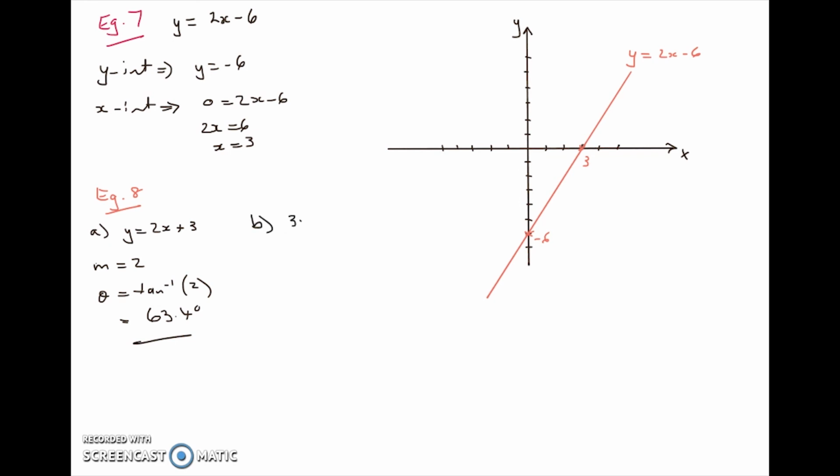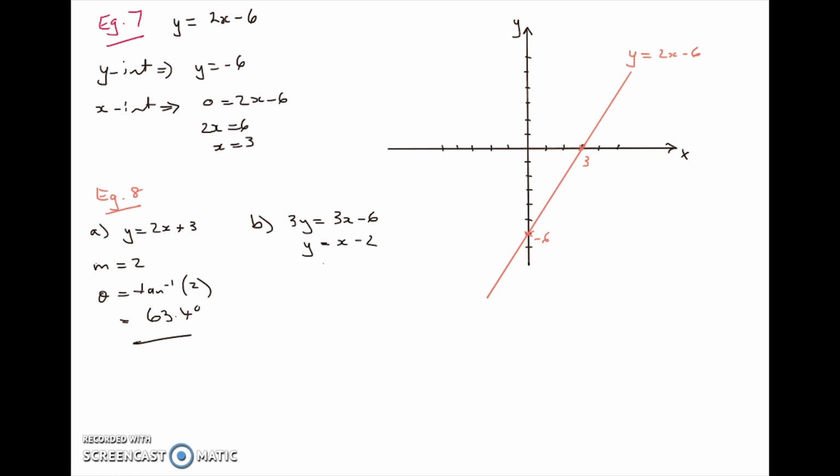The next example we have is 3y equals 3x minus 6. You'll notice here that it's not in the form of y equals mx plus c, so we just need to rearrange that. We want our y by itself, so we need to divide both sides by 3. And so by doing that, we end up with y equals x minus 2.